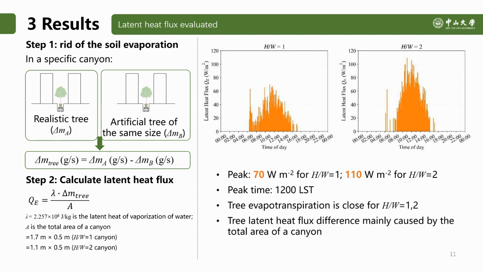In the figure, it can be seen that the maximum value is 70 watts per square meter for aspect ratio 1 and 110 watts per square meter for aspect ratio 2. The peak values appear at around 12 o'clock. In the calculation, we found the tree evapotranspiration occurs for aspect ratio 1 and 2. The difference of the two subplots is mainly caused by the total area of a street canyon.